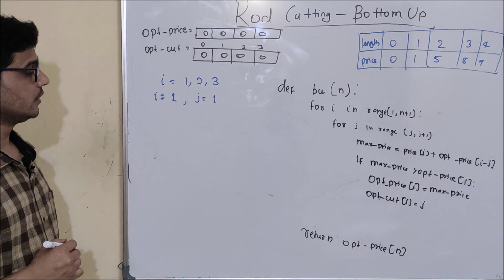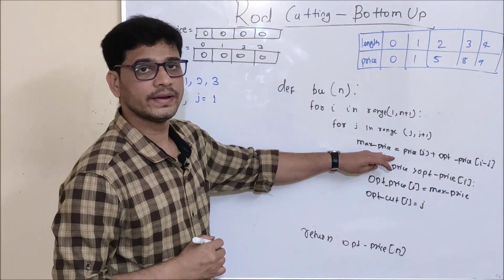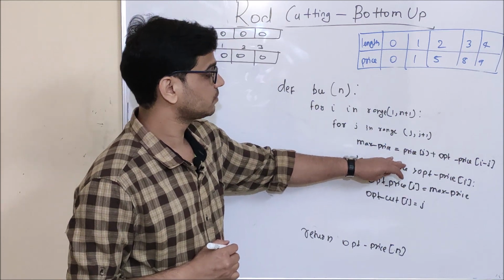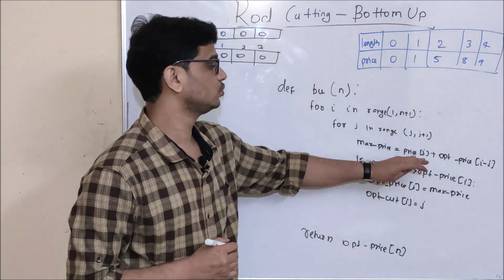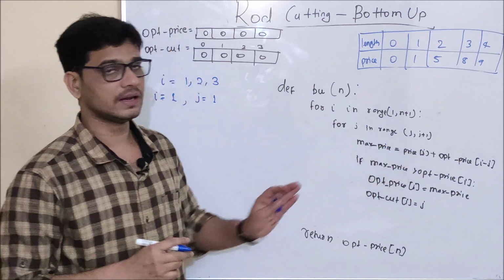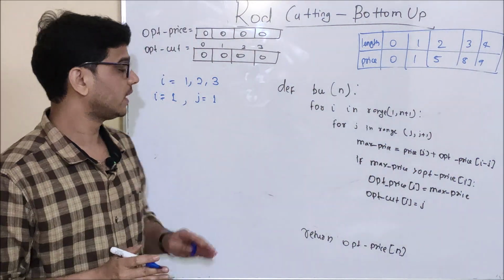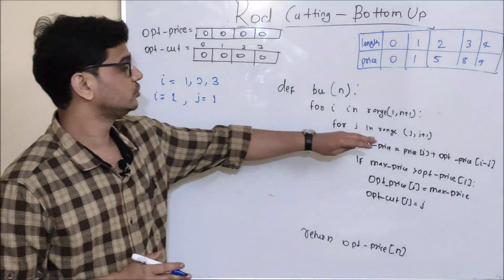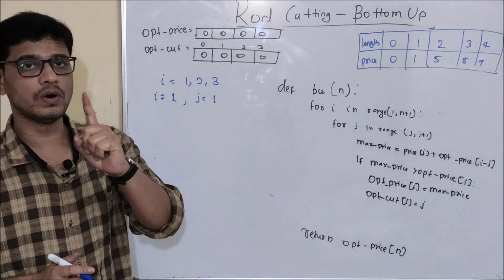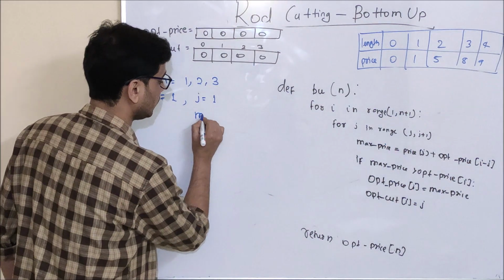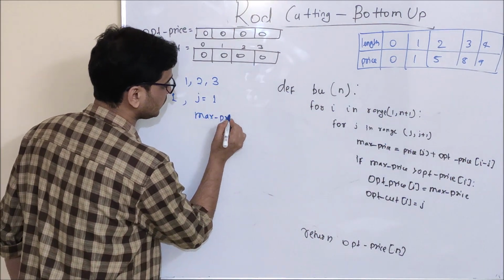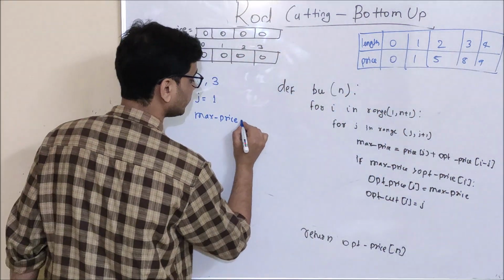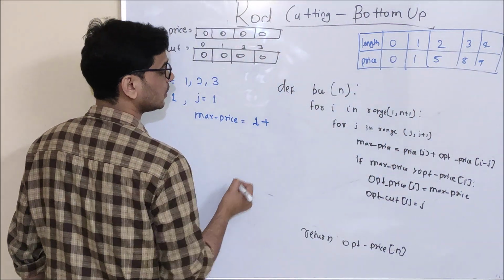Now let's see what is going to happen when i is equal to 1 and j is equal to 1. So we are going to calculate max price. And what will be the max price? Max price will be the summation of these two. First of all, price of j, that is, I give it a j meter cut, and what is j here? 1. So max price will be equal to price of j, and what is it? 1, as j is equal to 1.